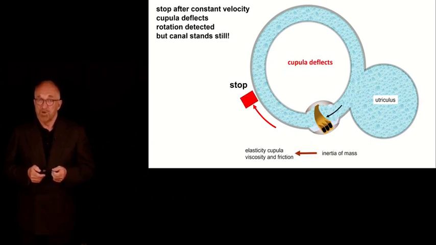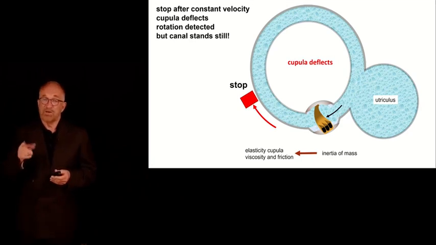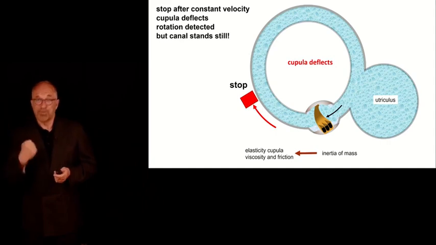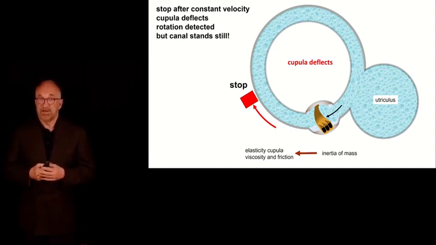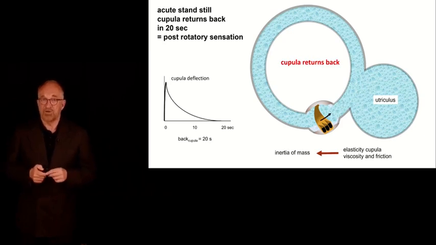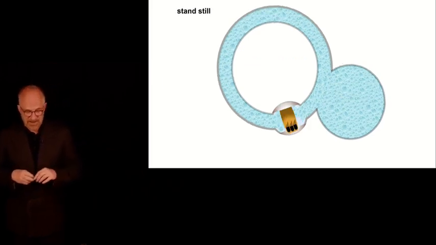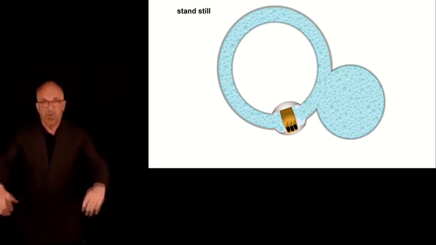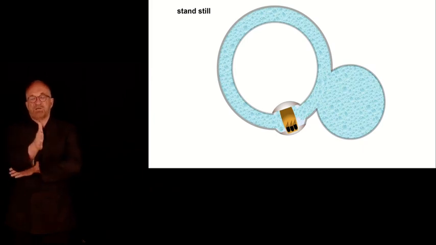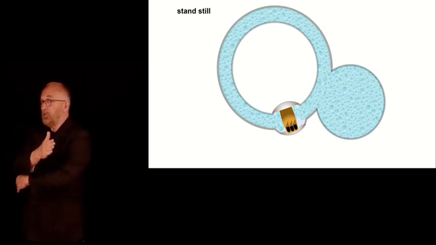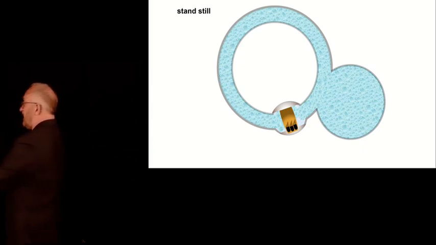So here you stop while you are rotating, the fluid will come from the other side and push against the cupula and deflect the hair cells, and you get a post-rotatory sensation, a post-rotatory nystagmus. And then ultimately the cupula returns back to the neutral position, and then you don't feel any motion anymore, you stand still. So if I try to visualize that for you, what is happening when I start a rotation? So this is my cupula. I start to rotate to the right. What happens is, due to the inertia of mass, my cupula will move in the opposite direction, telling me that I rotate.